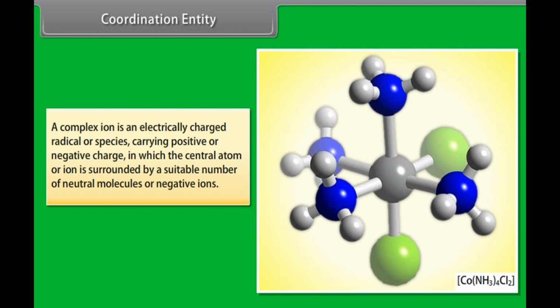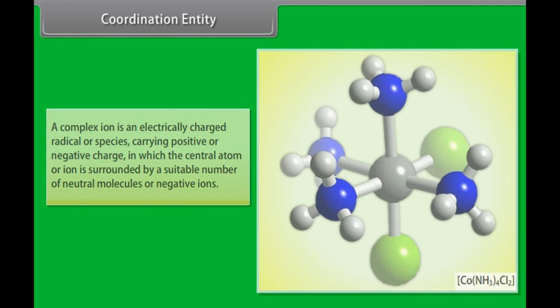Coordination entity. A complex ion is an electrically charged radical or species carrying positive or negative charge in which the central atom or ion is surrounded by a suitable number of neutral molecules or negative ions. For example, Co(NH3)6Cl2.